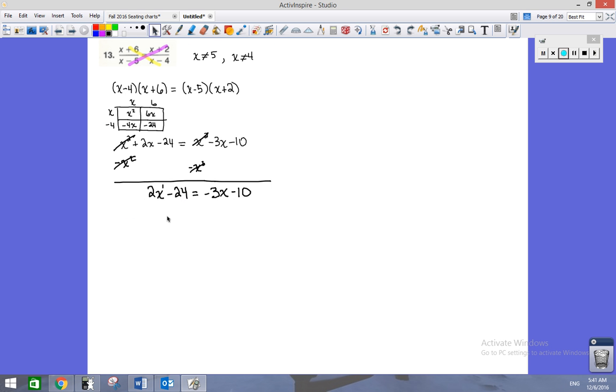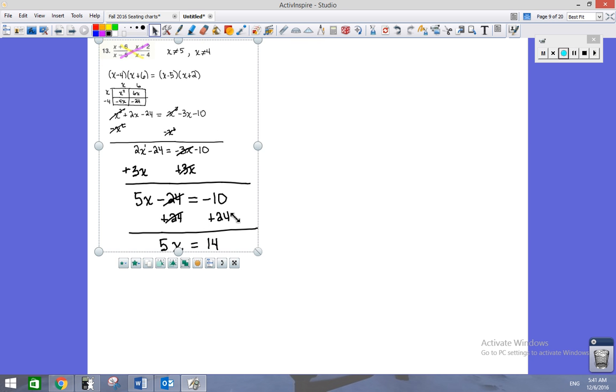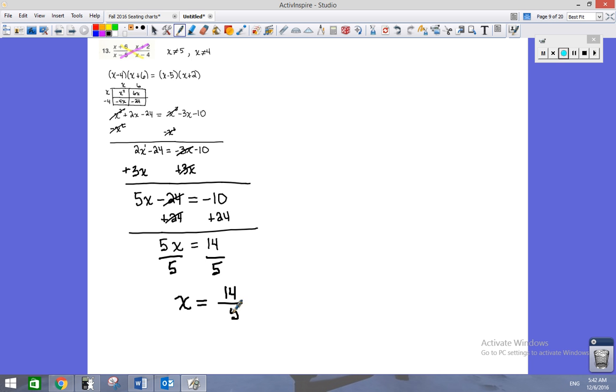Alright, so let's get the x's on the left hand side and the numbers on the right hand side. Let's add 3x to each side. The resulting equation, 2x's plus 3 more x's, is 5x. The negative 3x and positive 3x cancel. To get the numbers on the right hand side, let's add 24. The negative 24 and positive 24 cancel. 24 minus 10 is 14. To get the x by itself, we divide both sides of this equation by 5. And we get that x is equal to 14 over 5. And notice that 5 and 4 were not our answers down here, so we don't have any extraneous solutions.